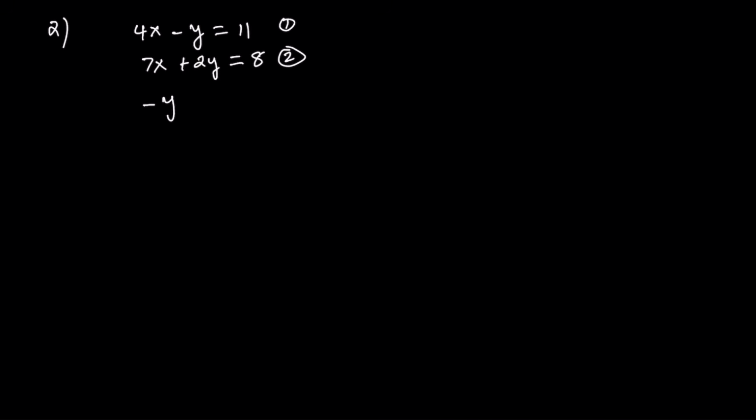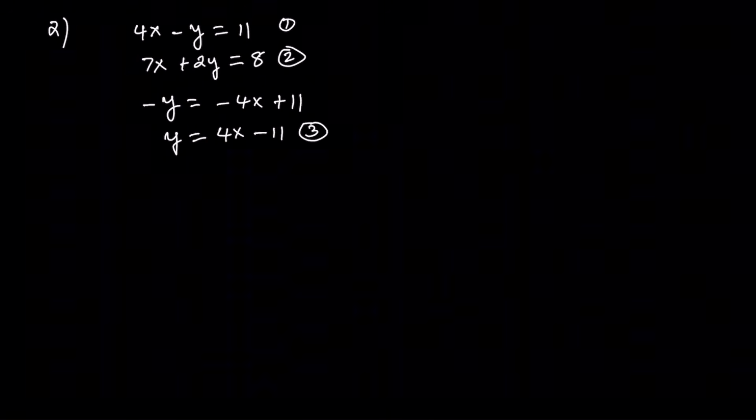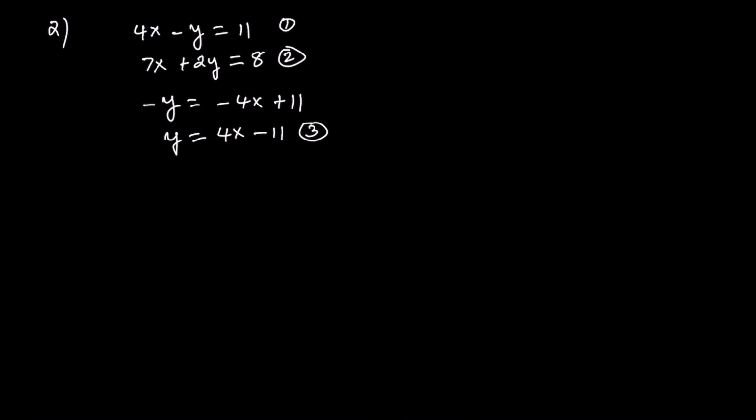To isolate y, move 4x to the right side. -y = -4x + 11. Now divide both sides by -1. y = 4x - 11. Let's call this equation 3. Now we substitute equation 3 into equation 2. So wherever we see y in equation 2, we replace it with 4x - 11.